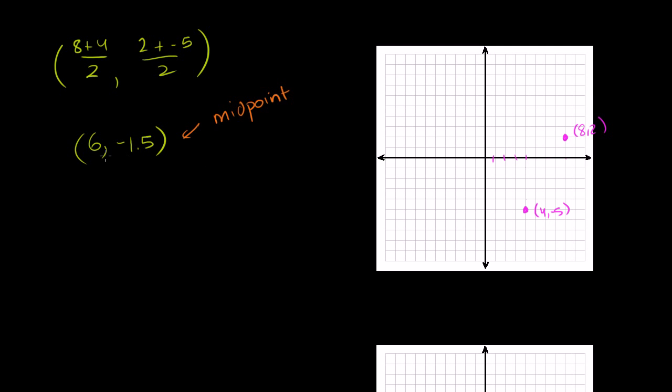So let's graph it just to make sure it looks like the midpoint. 6, negative 5. 1, 2, 3, 4, 5, 6. Negative 1.5. Negative 1, negative 1.5. Yep, looks pretty good. It looks like it's equidistant from this point and that point up there. Now, that's all you have to remember. Average the x, or take the mean of the x, or find the x that's right in between the two. Average the y's. You got the midpoint.